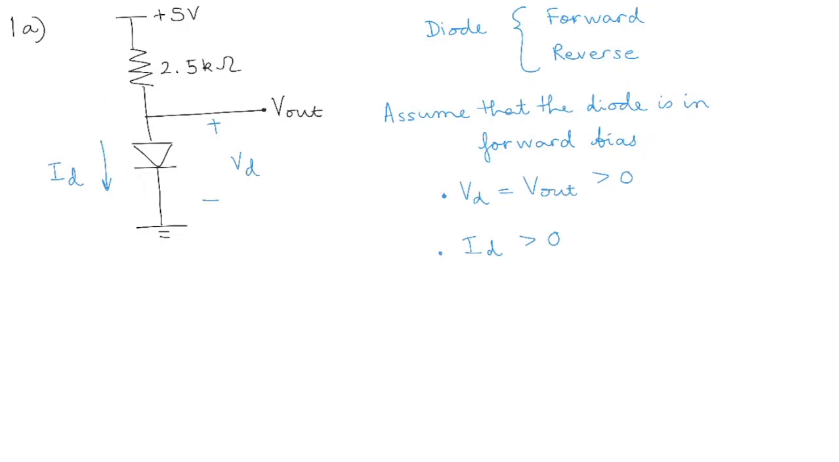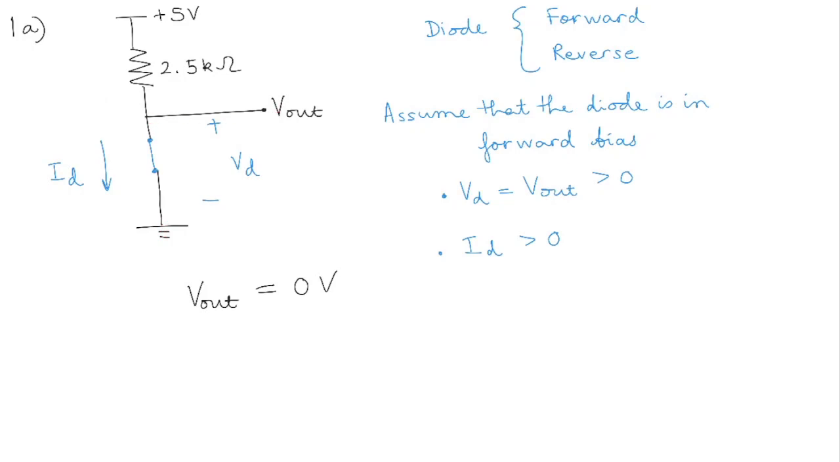If it is in forward bias, then we can replace the diode. Let's assume an ideal diode model. We can replace this diode with a short circuit, right? So instead of the diode, we can just put a short circuit. Now let's calculate what our voltages are. So what we get is V out equal to 0 volts, right? Why is it 0 volts? Because V out is connected directly to the ground. The voltage of the ground is 0, so V out is 0.